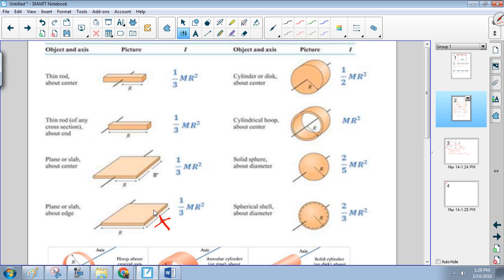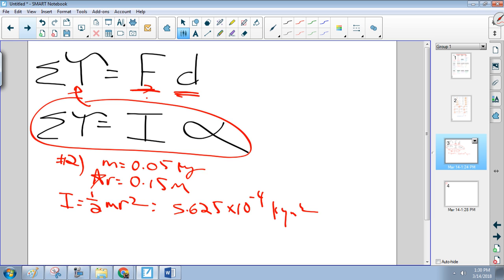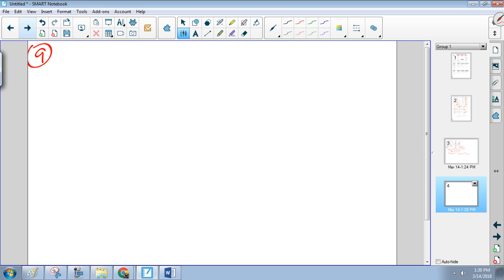Do you guys see that? For our barn door in number 9, it says it's 0.8 meters wide. So for us, R is going to be 0.8 meters. Clear? All right, so here we go. We've got a large barn door. I is 1/3 of MR squared.